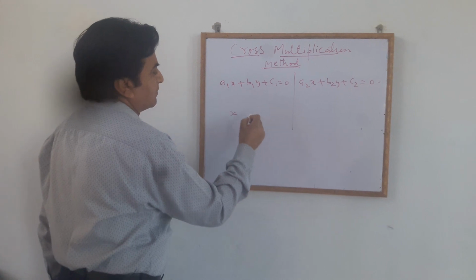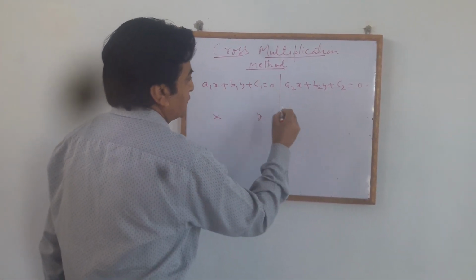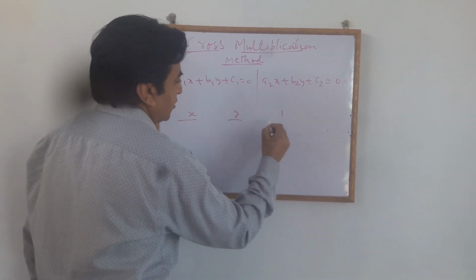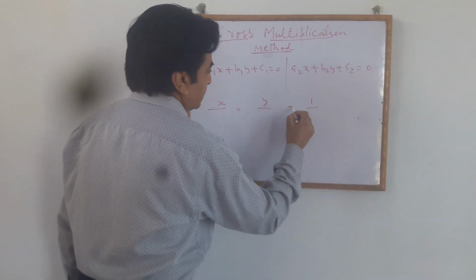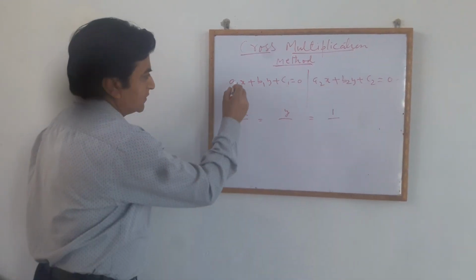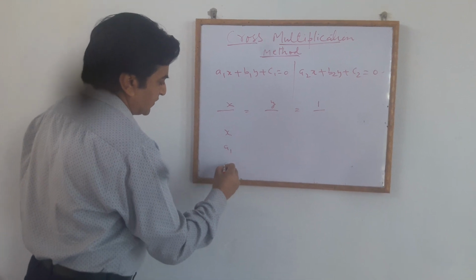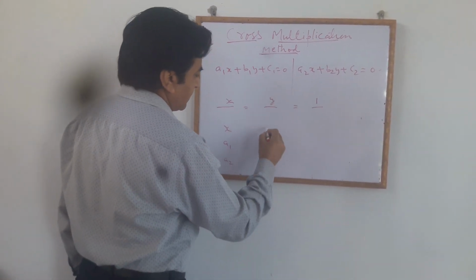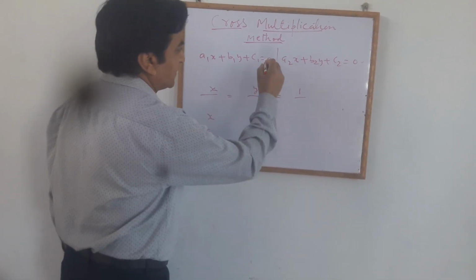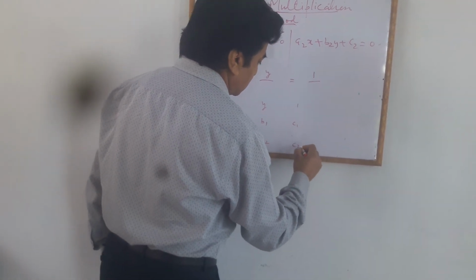Let's write all the variables: x, then y, and for constant terms we will write 1. Now what we need? Their denominators. Now the question is how to find the denominator of x. Under x we will write its coefficients, under y we will write its coefficients b1 and b2. Same is the case for 1, means constant term, c1 and c2.